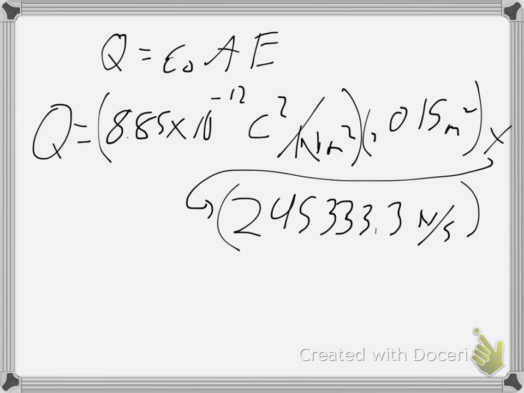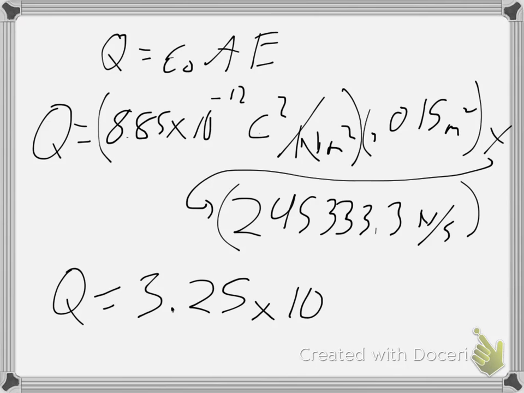And if I multiply all this together, I get my charge. Now, 8.85 times 10 to the negative 12. Well, if I plug all this together, what I will get is Q equals 3.25 or 3.26, depending on your significant figures. Let's call it 3.25 times 10 to the negative 8th coulombs.